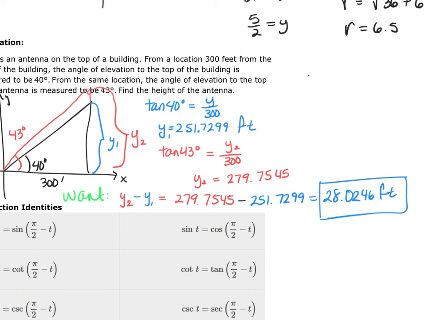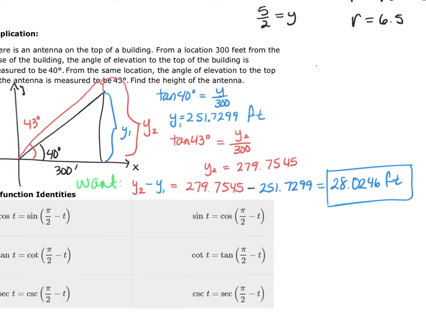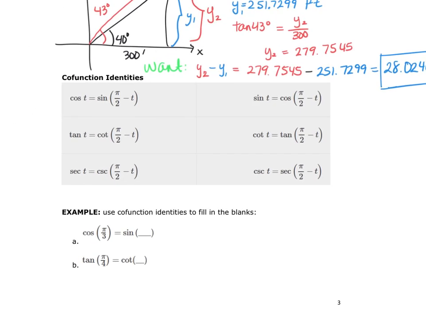Okay. Nice application there. I got to use tangent. Normally we use sine and cosine. This time I use tangent. Nice application. Let's look at cofunction identities.